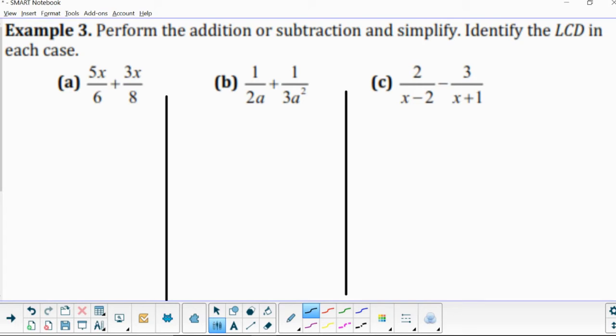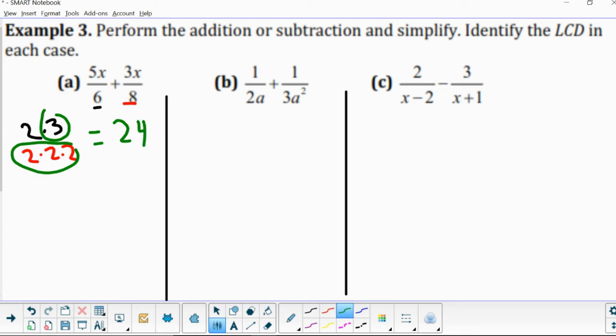So 6. 6 is 2 times 3. Then 8 is 2 times 2 times 2. So our least common denominator here would be 2 cubed times 3. So 8 times 3 is 24. So that means we need to multiply this fraction by 4 on top and bottom to make it 24, and this one by 3 on top and bottom to make it 24.